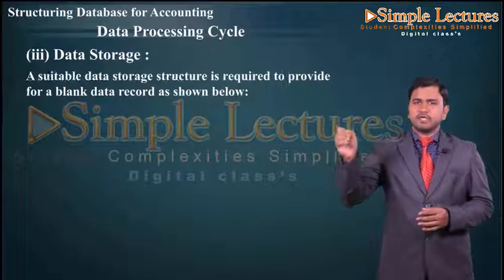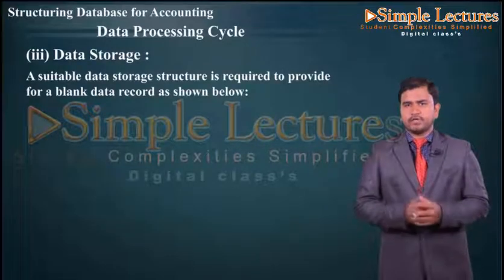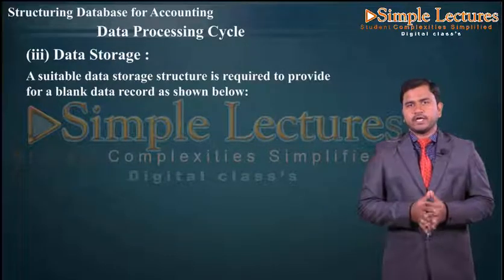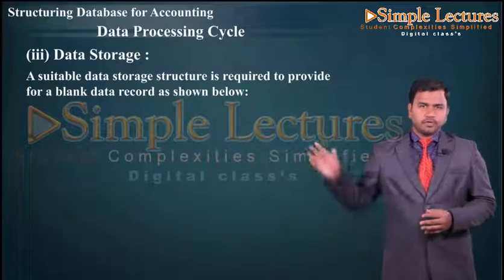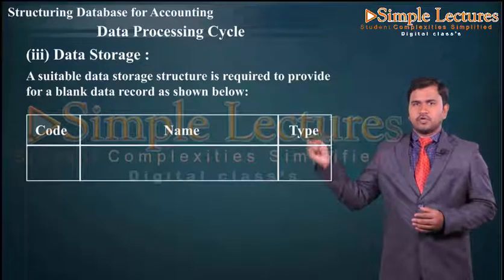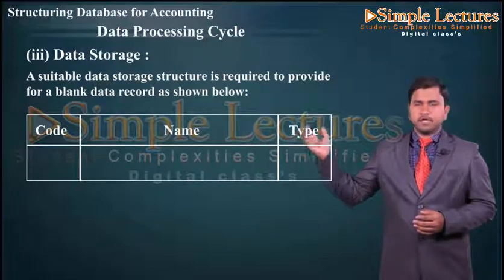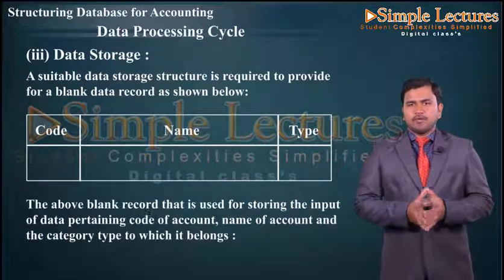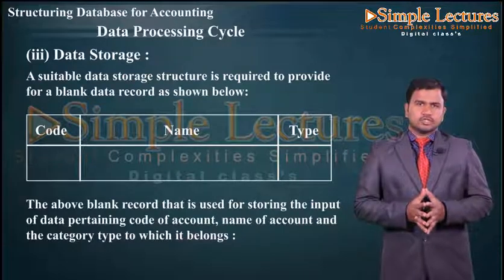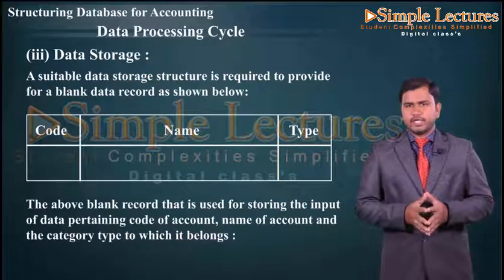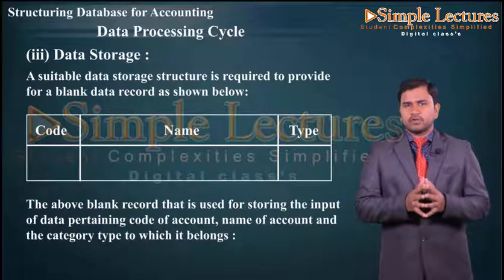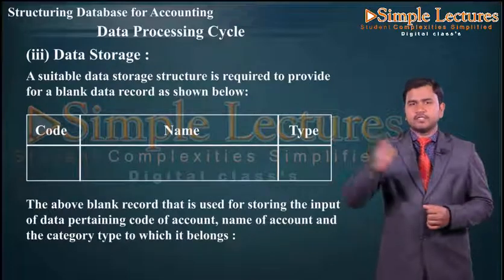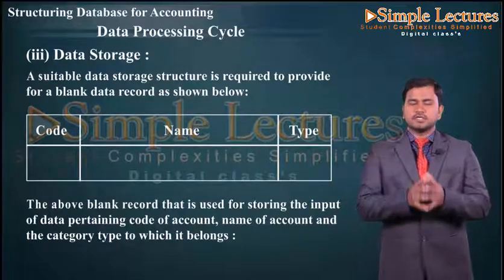Then we have data storage. A suitable data storage structure is required to provide for a blank data record as shown here. So we will be having code, name and type. The above blank record is used for storing the input of data pertaining to the code of the account, the name of the account and the category type to which it belongs.